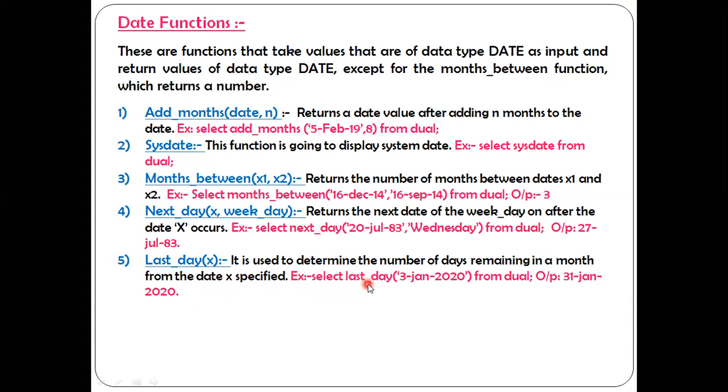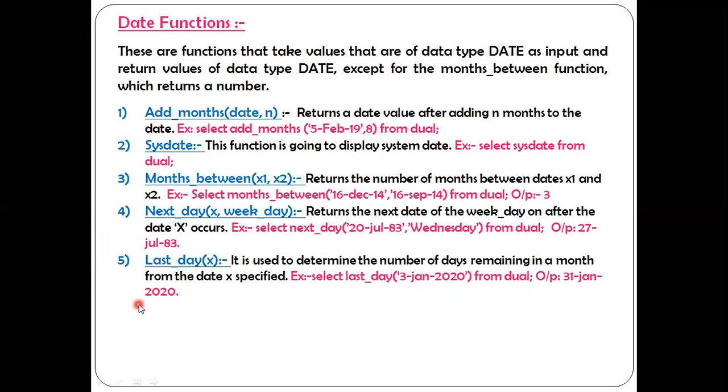Example, select LAST_DAY. What date I have given? '3rd January 2020' from which table? Dual table. The output I am going to get is 31st. As we all know, January month will be having how many days? 31 days. That is what I got the answer as 31 January 2020. Instead of that, if you are going with '5th February 2020', you will be getting 28 days. Got it? Okay. These are all the date functions.